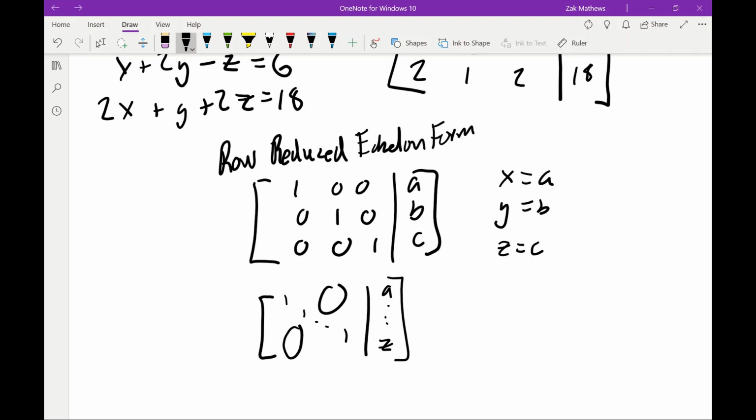A couple things to note in this process. The process for going from our initial matrix to this form is called Gaussian elimination, or Gauss-Jordan elimination. I really need to add in the Gauss-Jordan elimination.